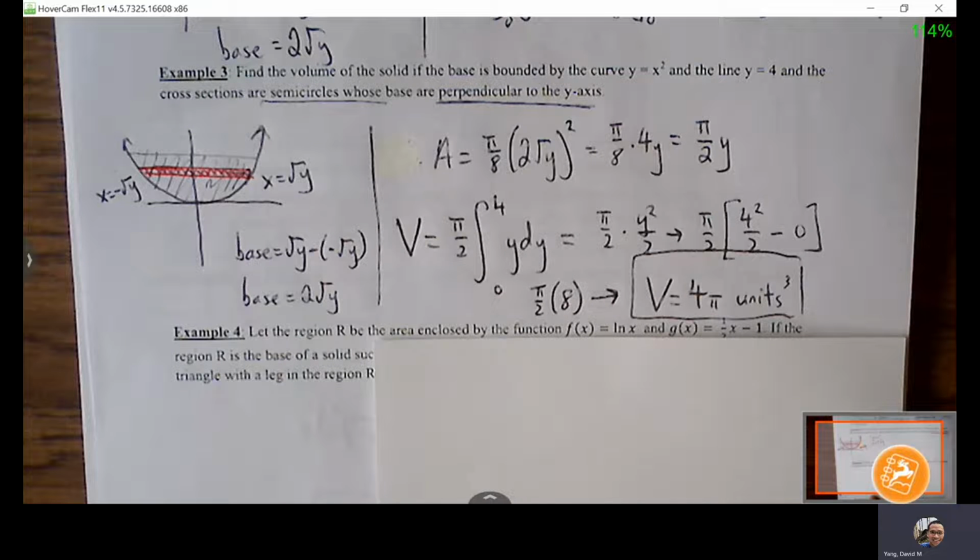Here, we are going to have pi show up, not because there's rotation going on, but because there's a semicircle that we're building on top of this base, and the semicircle is coming from the area formula.